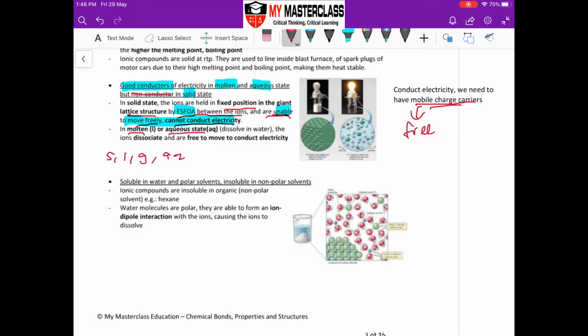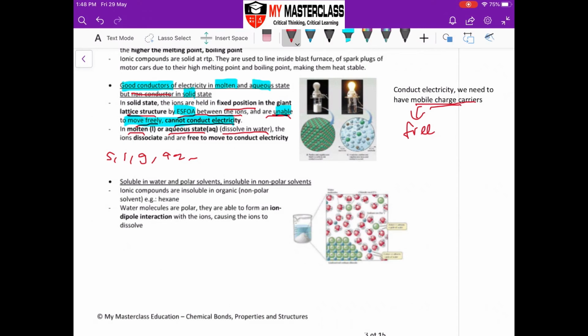Sodium chloride solid is the solid salt in the kitchen. Sodium chloride liquid is when I heat the solid salt in the kitchen until it melts and it starts to flow. That's the liquid state, and that is molten or liquid state. If I heat this liquid until it boils and turns into gas, then that's your sodium chloride gas. Sodium chloride aqueous means dissolved in water. So sodium chloride aqueous is a mixture of water and salt dissolved inside.